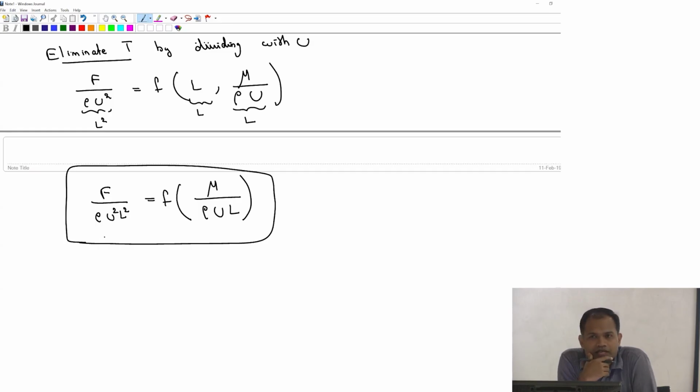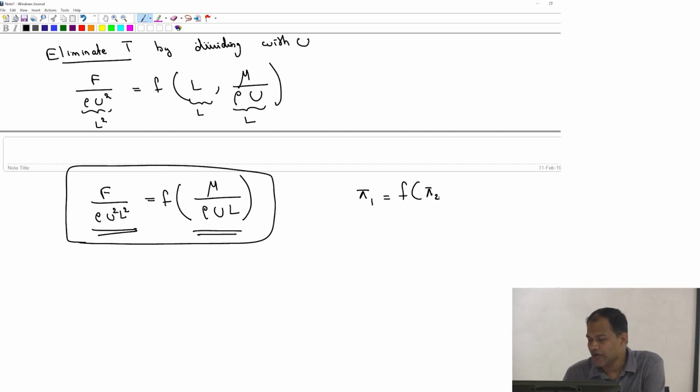I didn't understand. Can you explain again? Yes. No. So, j is 3. So, you will get n minus j non-dimensional variables. For example, here you have f by rho U square L square is only a function of another non-dimensional variable, right. So, similarly, if you have 3 of them, you will find pi 1 is a function of pi 2 comma pi 3. You don't know what f is, but this is the best you will be able to write.